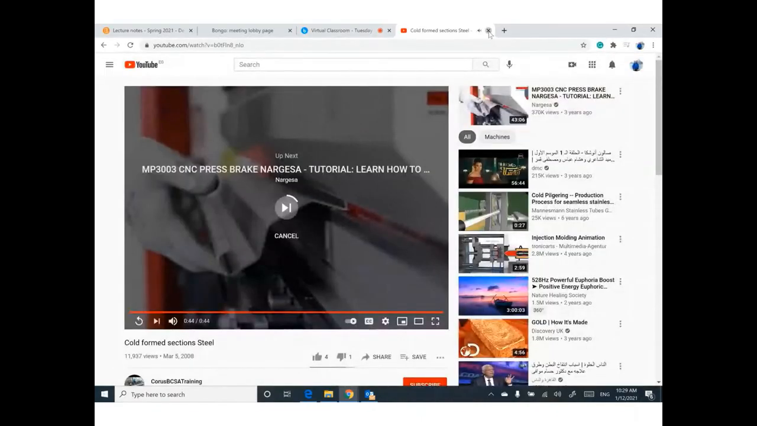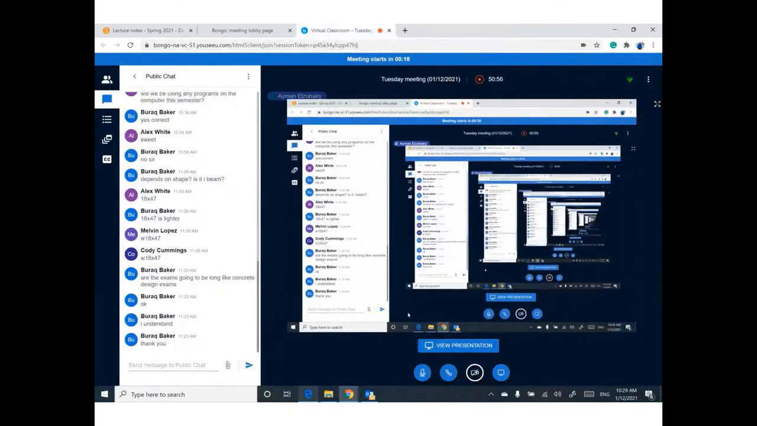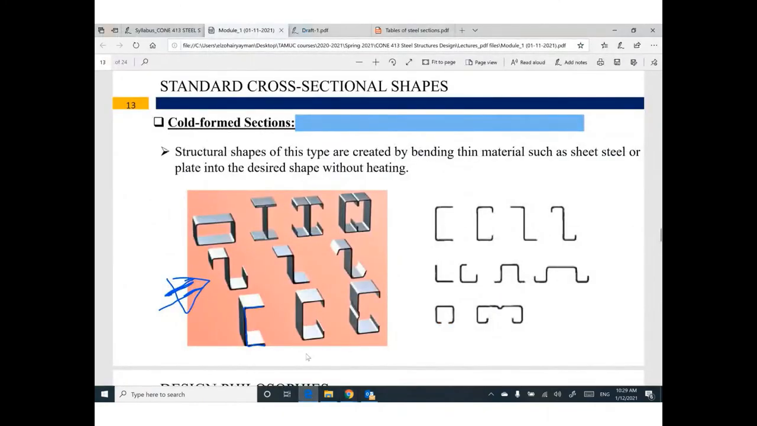So guys, did you see any heat? There is no heat, just cold. Steel is deformed to the desired shape. But if you remember from this video, the steel used to be deformed is very thin, so you can more easily deform it to the desired cross section. So structural shapes of this type are created by bending thin material such as sheet steel or plate into the desired shape without heating. This is called cold formed section.